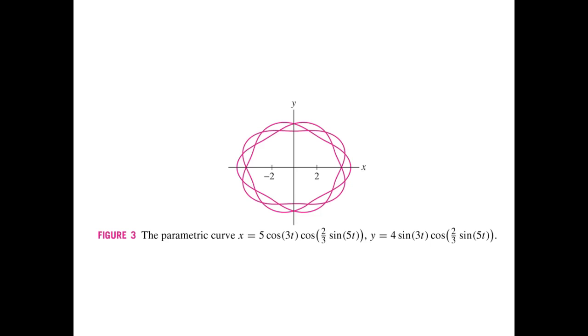So yeah, that is a parametric curve. It is periodic, because after a while you keep repeating that same curve over and over. But this is the parametric curve, 5 cosine 3t cosine 2/3 sine of 5t. That's your x value. Your y value is 4 sine of 3t cosine 2/3 sine of 5t.